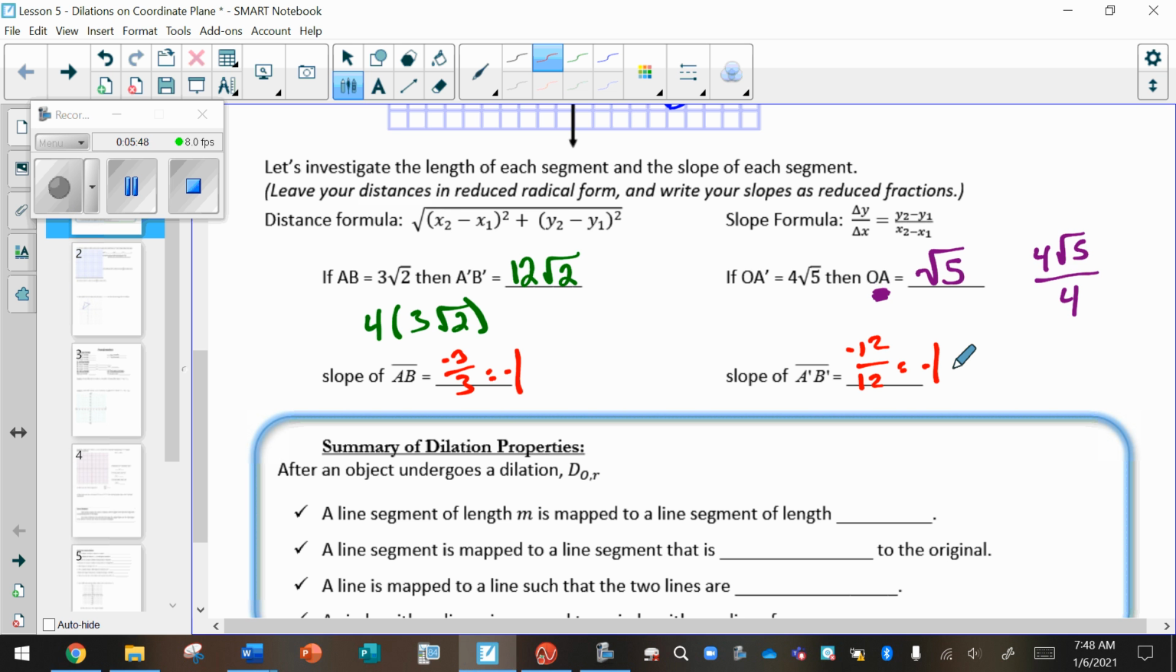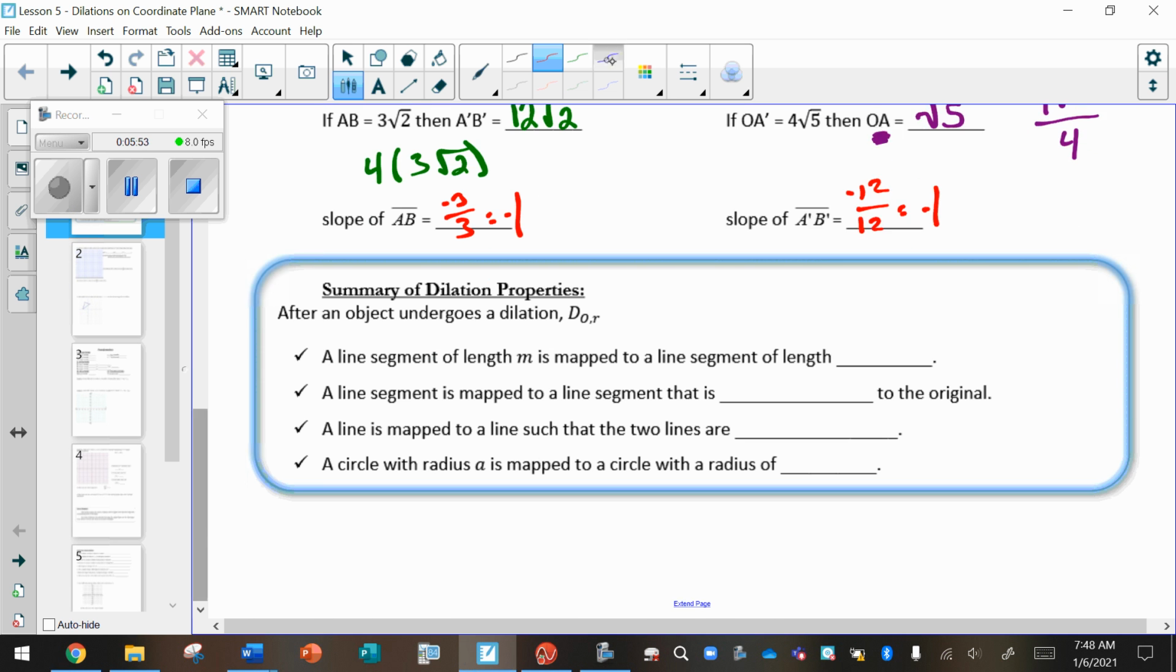So they have equal slopes, and the image length is 4 times greater. So a line segment of length m is mapped to a line segment of length r times m. So the scale factor used can get multiplied by the original length to get the length of the image. And that'll work for all segments that undergo the dilation.